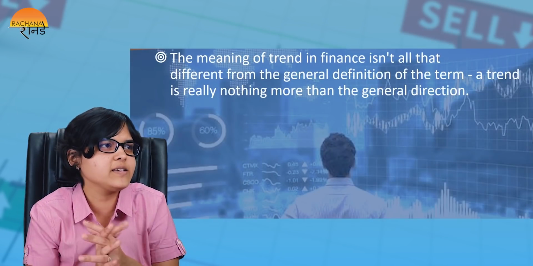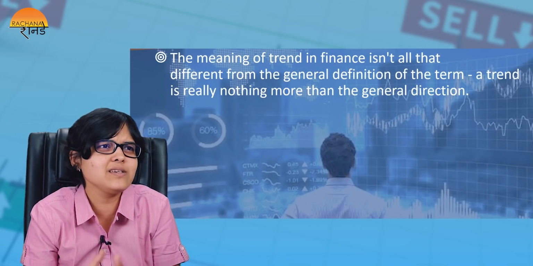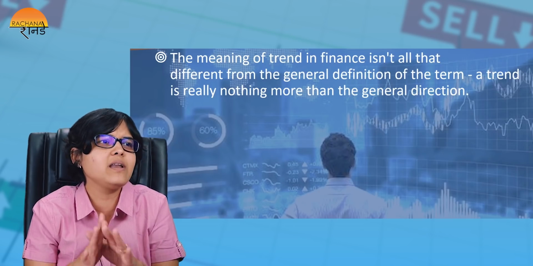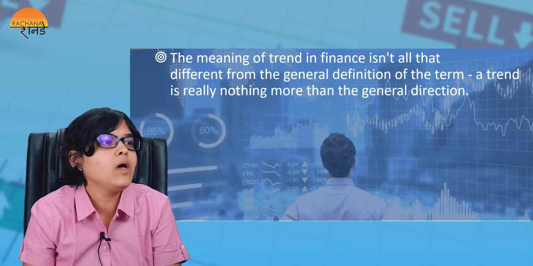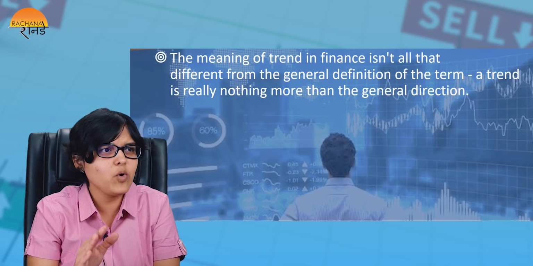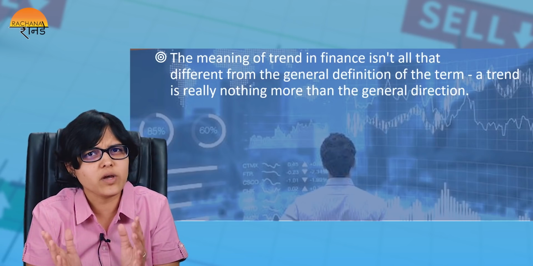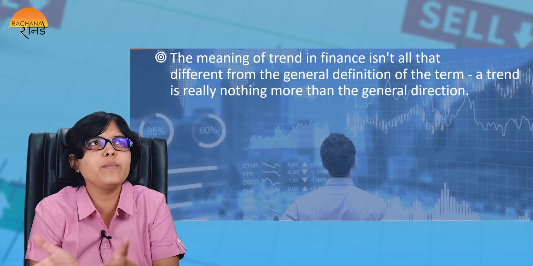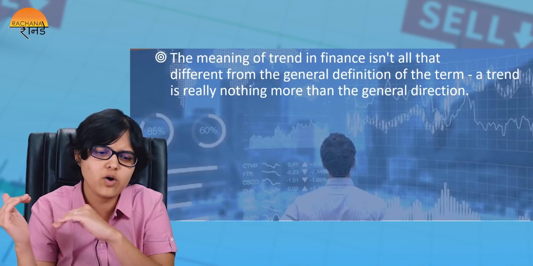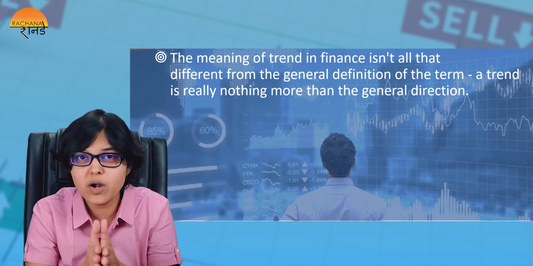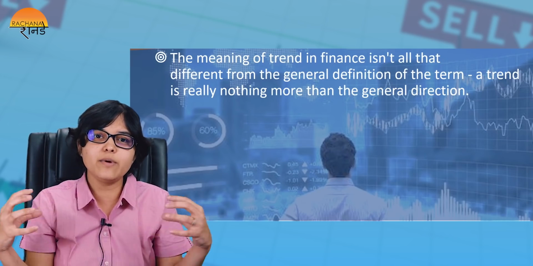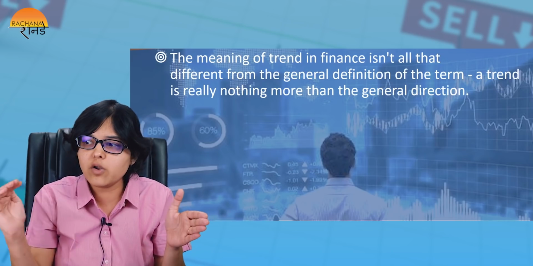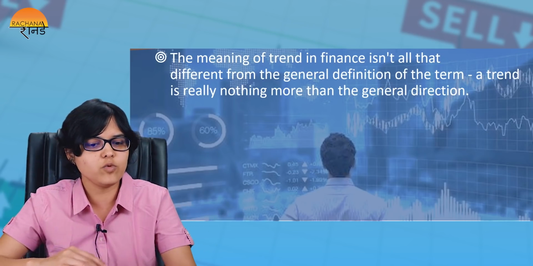So how is it defined? The meaning of trend in finance isn't all that different from the general definition of the term trend. A trend is really nothing more than a general direction. That's what I was talking about. A direction could be upward, downward, or sideways. But the important point is that a trend is nothing but a compilation of various up moves and various down moves.